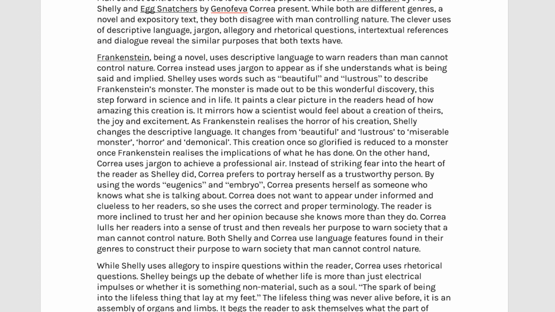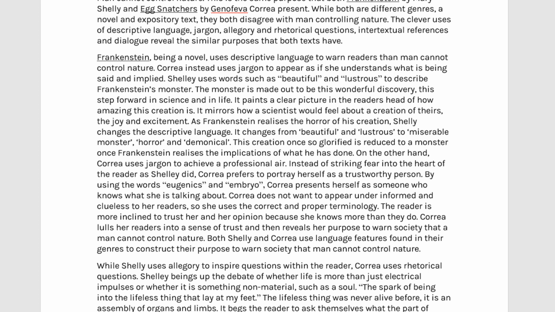Shelley uses words such as beautiful and lustrous to describe Frankenstein's monster. The monster is made out to be this wonderful discovery, this step forward in science and in life. It paints a clear picture in the reader's head of how amazing this creation is. It mirrors how a scientist would feel about a creation of theirs, the joy and excitement. As Frankenstein realizes the horror of his creation, Shelley changes to descriptive language. It changes from beautiful and lustrous to miserable monster, horror, and demonical. This creation, once so glorified, is reduced to a monster once Frankenstein realizes the implications of what he has done.